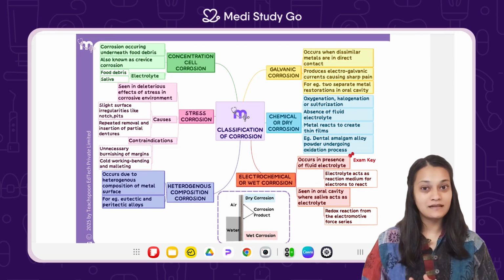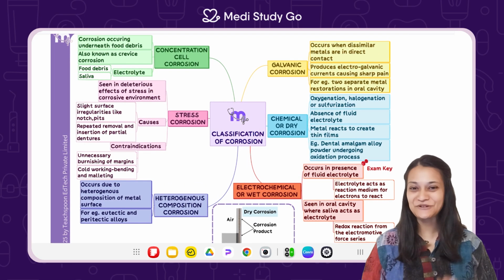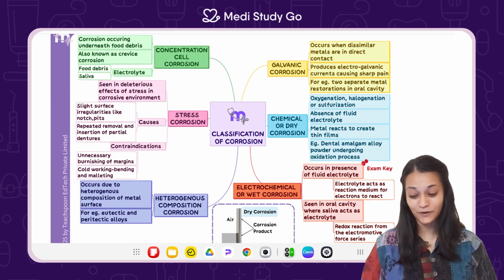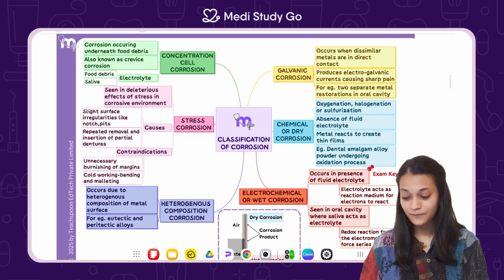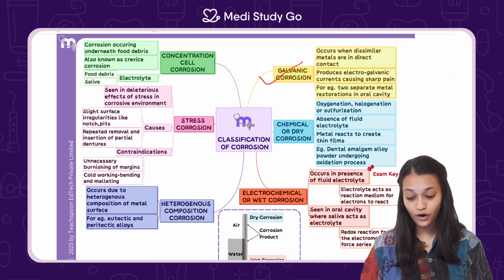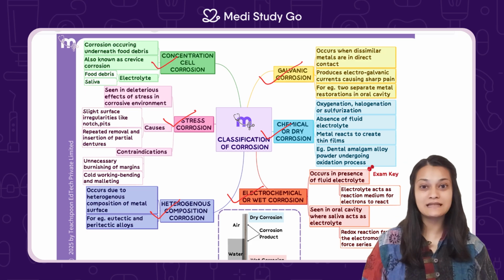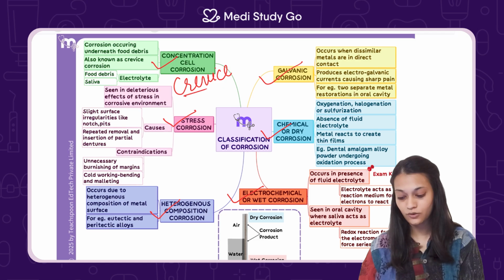Oh, looking at this itself is just giving me stress. What if I have to write this answer? How do I remember it? Don't worry, I have a very fun way to teach what this is about. Let's just quickly know what the names are. There is something known as galvanic corrosion, followed by chemical or dry corrosion, electrochemical, which is wet corrosion, heterogeneous composition, stress corrosion, and concentration cell corrosion, which is also known as crevice corrosion.